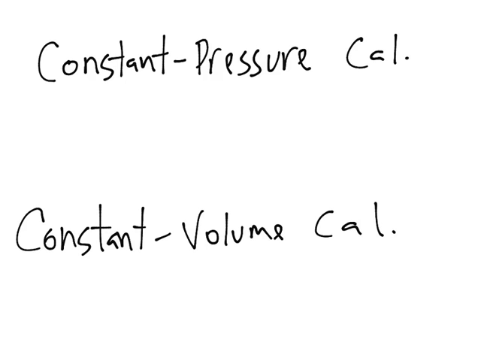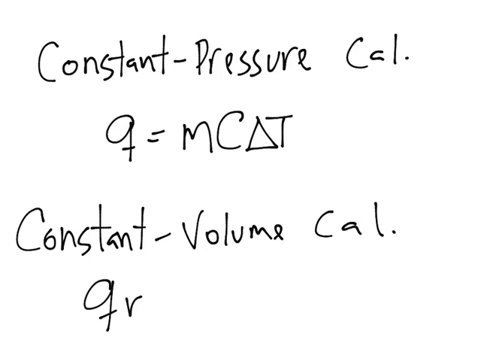We said that the constant pressure calorimeter has an equation of Q equals MCΔT, M standing for mass, C representing the specific heat, and ΔT is just the change in temperature. While our constant volume is a little modified because it has a heat of reaction, which is Q_rxn, equal to the negative of the heat capacity of the calorimeter times ΔT, the change in temperature as well. So those are our two formulas.